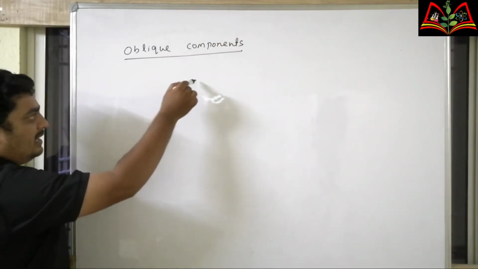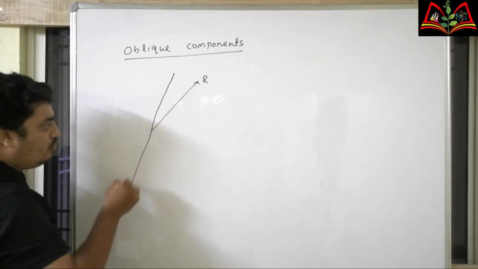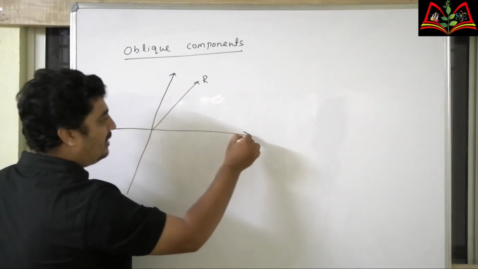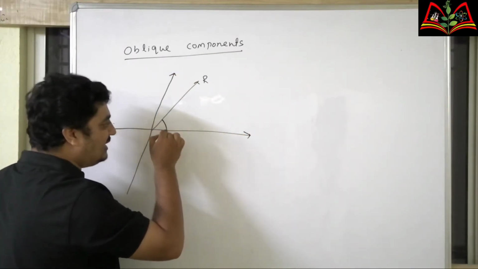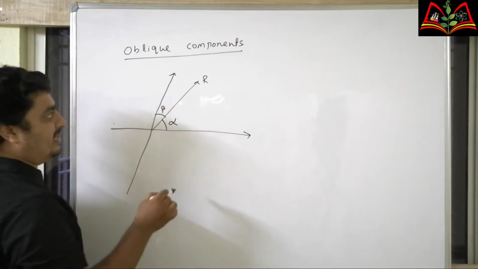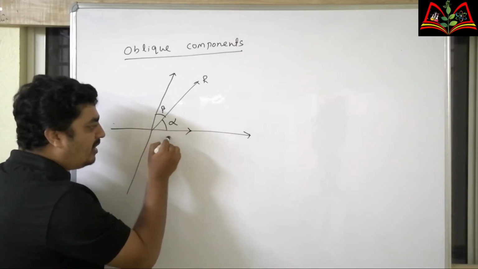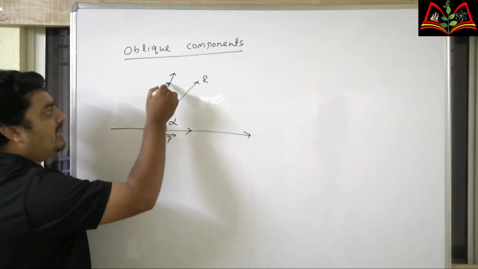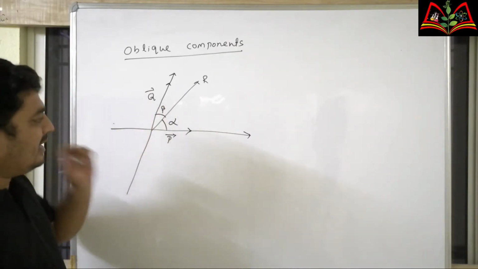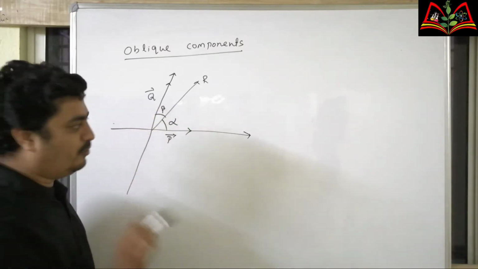So, let this be a vector R. Now, there are two oblique axes here. Now, this axis makes an angle alpha and this axis makes an angle beta. Now, let the components of R be P and Q along these two oblique axes. Now, how to find the oblique components P and Q?